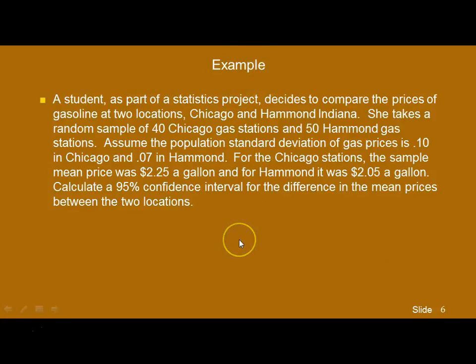Let's do an example. A student, as part of a statistics project, decides to compare the prices of gas at two locations, let's say Chicago and Hammond. She takes a random sample of 40 Chicago gas stations and 50 Hammond gas stations. Assume the population standard deviation of gas prices is 10 cents, which in decimals will be 0.10, in Chicago and 0.07 in Hammond. In the Chicago stations, the student got a sample mean price of $2.25 a gallon, and in the Hammond stations, they got a sample mean of $2.05 a gallon. Calculate a 95% confidence interval for the difference in the mean prices between the two locations.